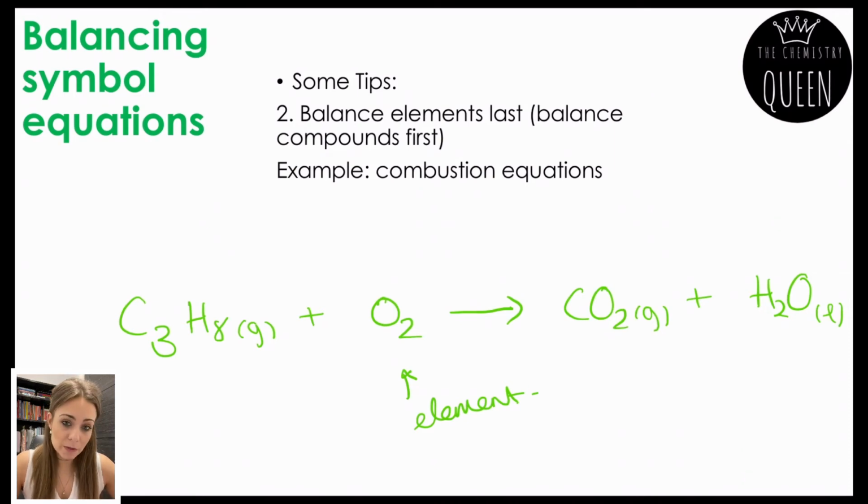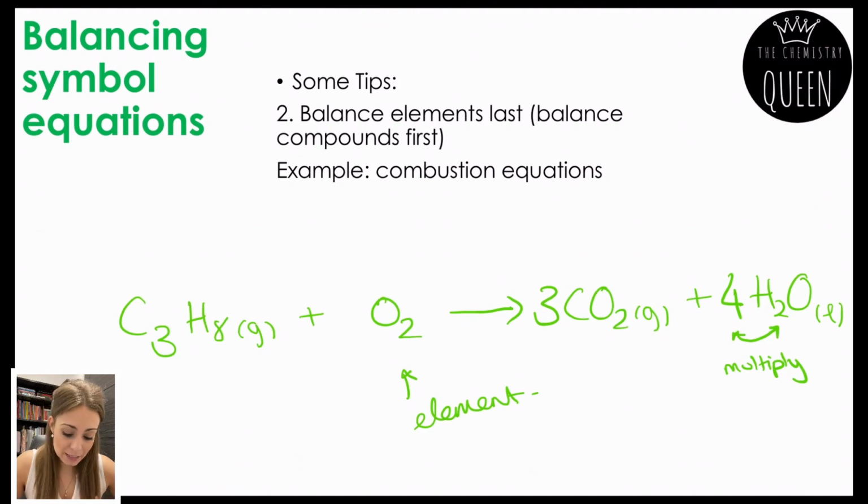So I've got 3 carbons on the left-hand side, so I need to have 3 carbons on the right-hand side. Remember, I can only put numbers in front, so it needs to be a 3CO2. I've got 8 hydrogens on the left, but I've got 2 hydrogens on the right. So to balance that, I need to put a 4, because to give you the total number of hydrogens, you multiply the number in front by the little number next to the hydrogen. So in this case, it's going to be 4 times 2 gives us 8. So that's now balanced. Now I can look at the oxygens because the carbons and hydrogens are balanced.